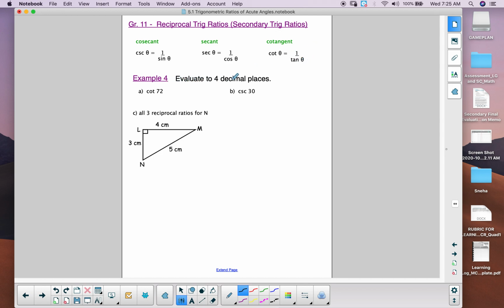If you were asked to evaluate to 4 decimal places the cot of 72 degrees, if you go to your calculator, you're not going to be able to see the secondary trig ratios on your calculator. A scientific calculator will only give you sine, cosine, and tangent, which are the primary trig ratios. So how will we solve for the cot of 72? Remember, the cot of an angle is the reciprocal of the tan ratio. So if I want to find cot of 72, it's going to be the same as 1 divided by tan of 72 degrees.